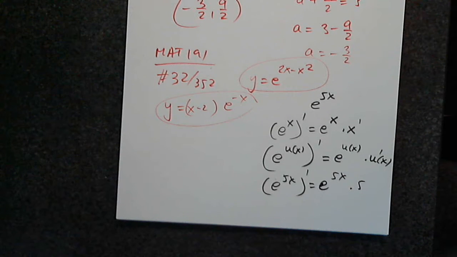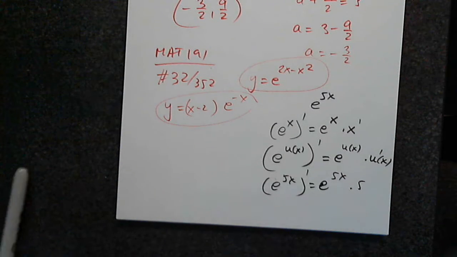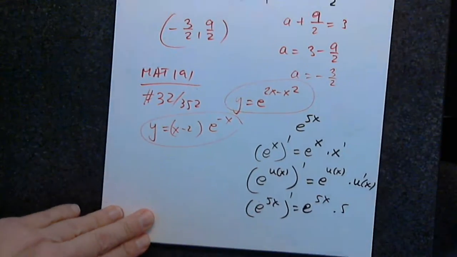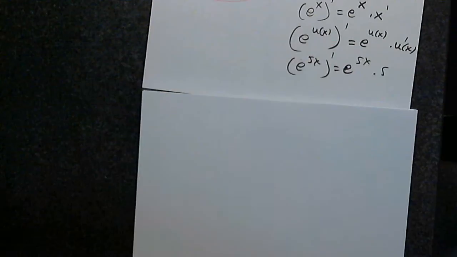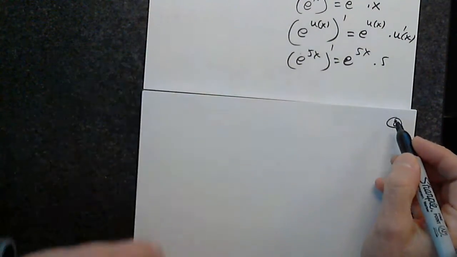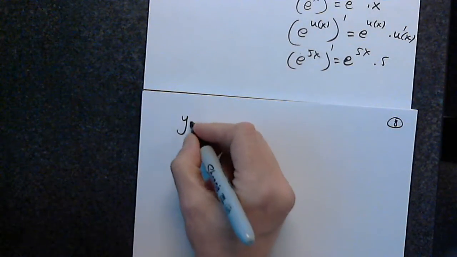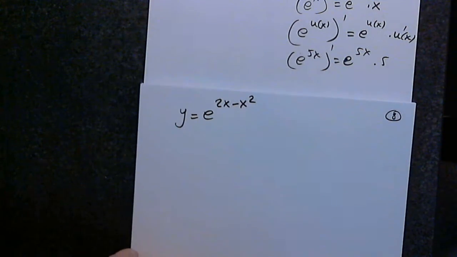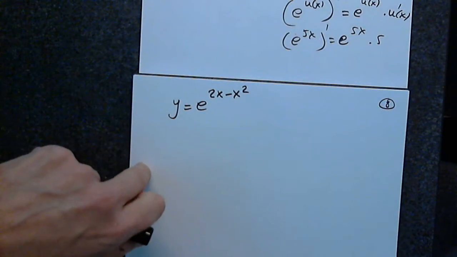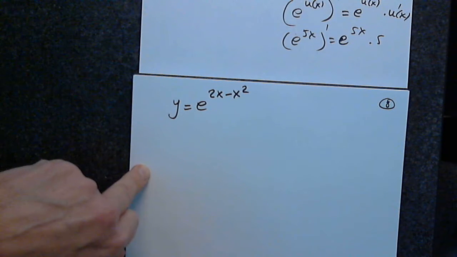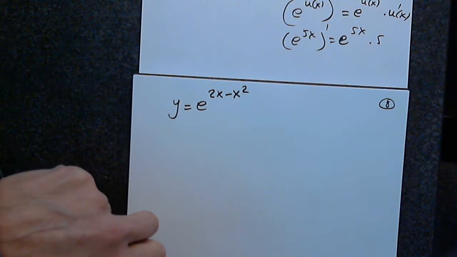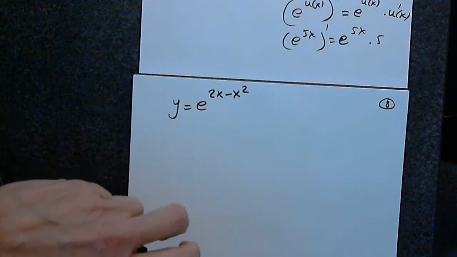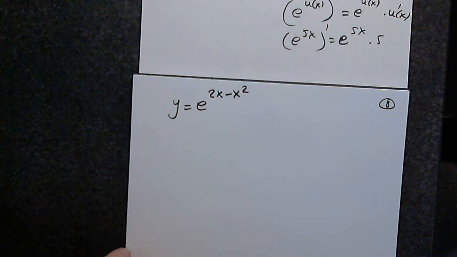Okay, so what are we doing then? Can we do the first one? Yeah, first one, very good. So y equals e to 2x minus x squared. I did pull solutions for this, didn't I? Well, this isn't the problem I did. Okay, that's fine.